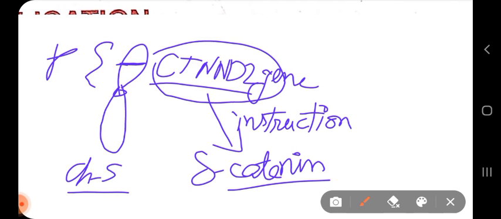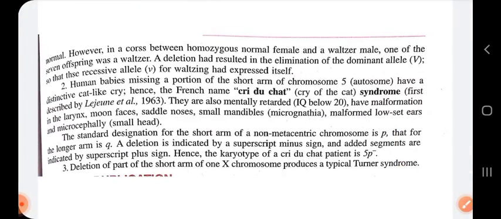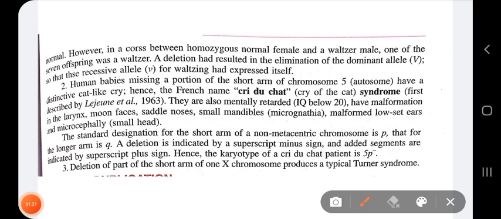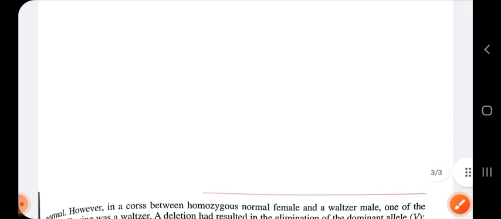So this is what we get from the Cri-du-chat syndrome, which was described by Lejeune et al. in 1963. That's why we call the Cri-du-chat syndrome 5p minus syndrome. Minus represents deletion. Deletion of what? The p, the short arm of chromosome number 5. So there is more to go about the deletion part.